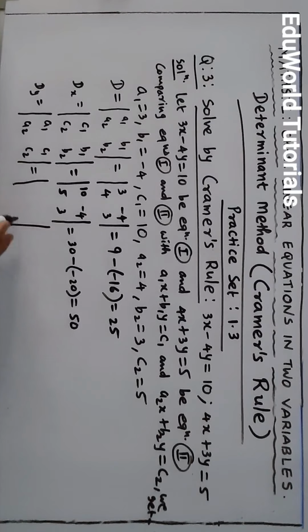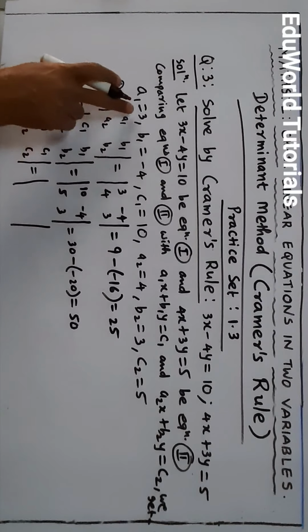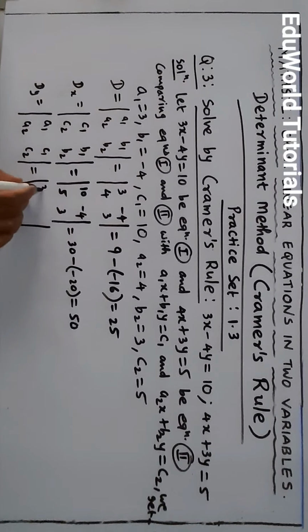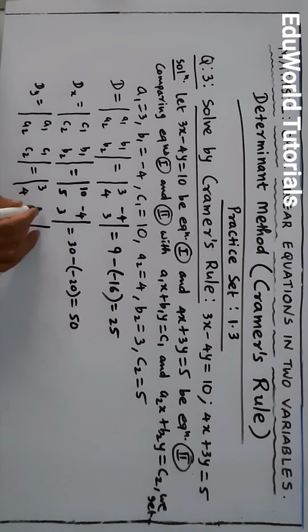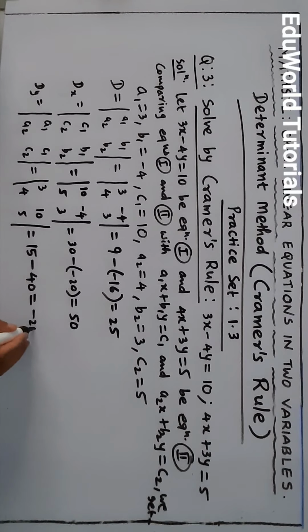And for the determinant dy, A1, A2, 3 and 4 again, and C1, C2, 10 and 5. This is how we have to arrange them. Cross multiply, 3 5s are 15, minus 10 4s are 40. 15 minus 40 is negative 25.